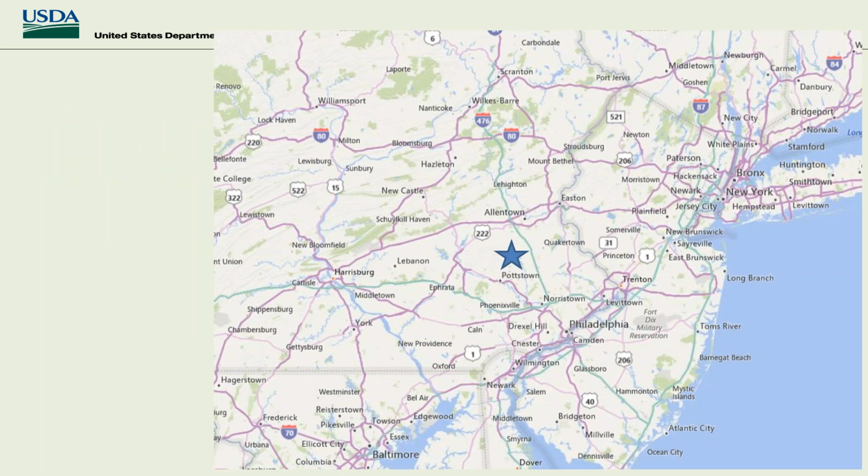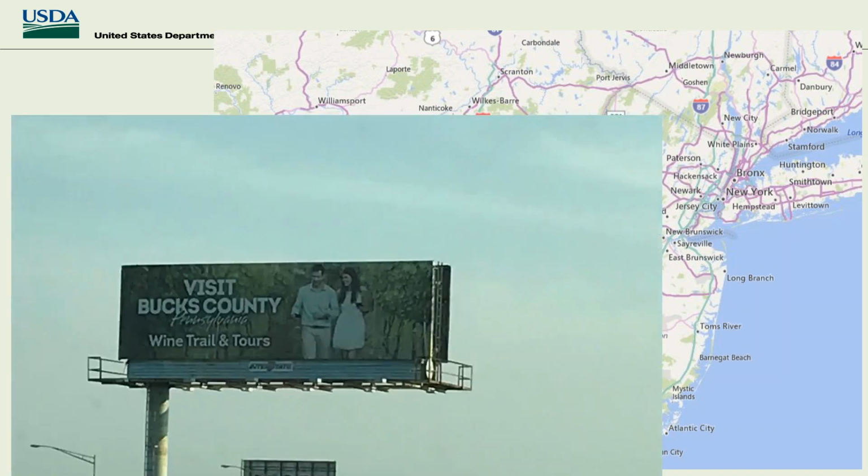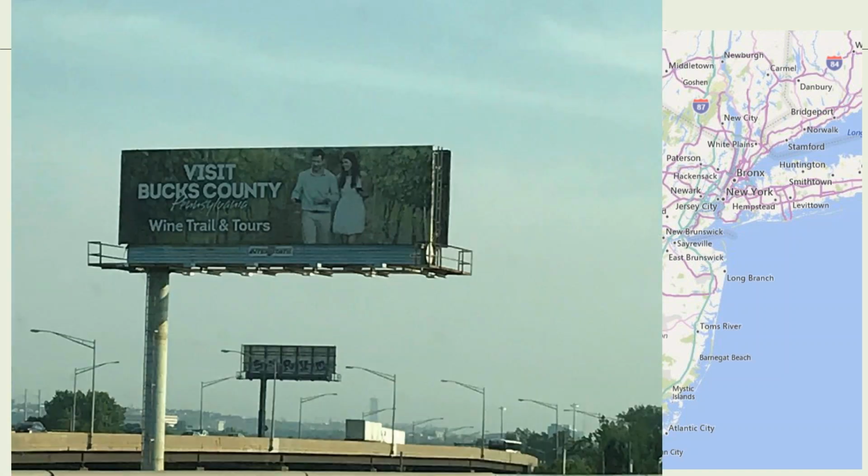So I wanted to share a little personal story of my own as I was driving to do some of my own research work in 2017. Here's the New York metro area, New Jersey and Pennsylvania. And here's the site where I was going to. As I was driving on 95 through New York and New Jersey, I saw a sign that said, "Visit Bucks County, Pennsylvania, Wine Trail and Tours."